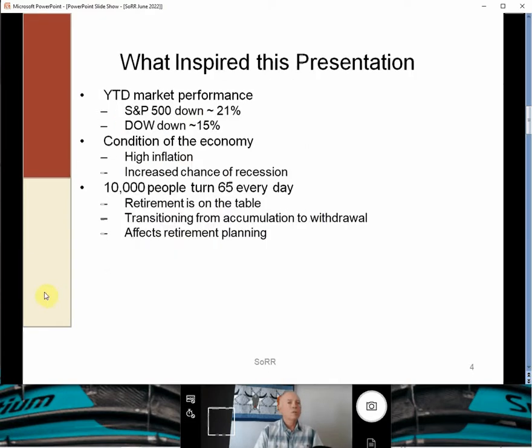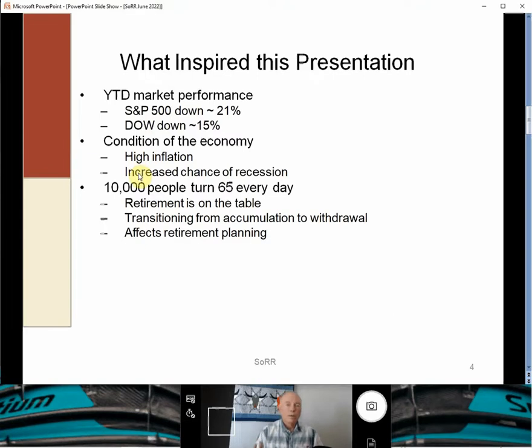Let's get going. So let's get to what inspired this presentation. Well, I think just general events or circumstances around the markets and the economy got me thinking. What I mean by that is the year-to-date market performance. This is mid-July 2022, by the way. The S&P 500 is down about 21%, which puts it in bear territory. The Nasdaq is down roughly 15%, which is correction territory. And of course, you're all too familiar with the condition of the economy. High inflation, increased chance of recession, pretty much sucks at this point in time.